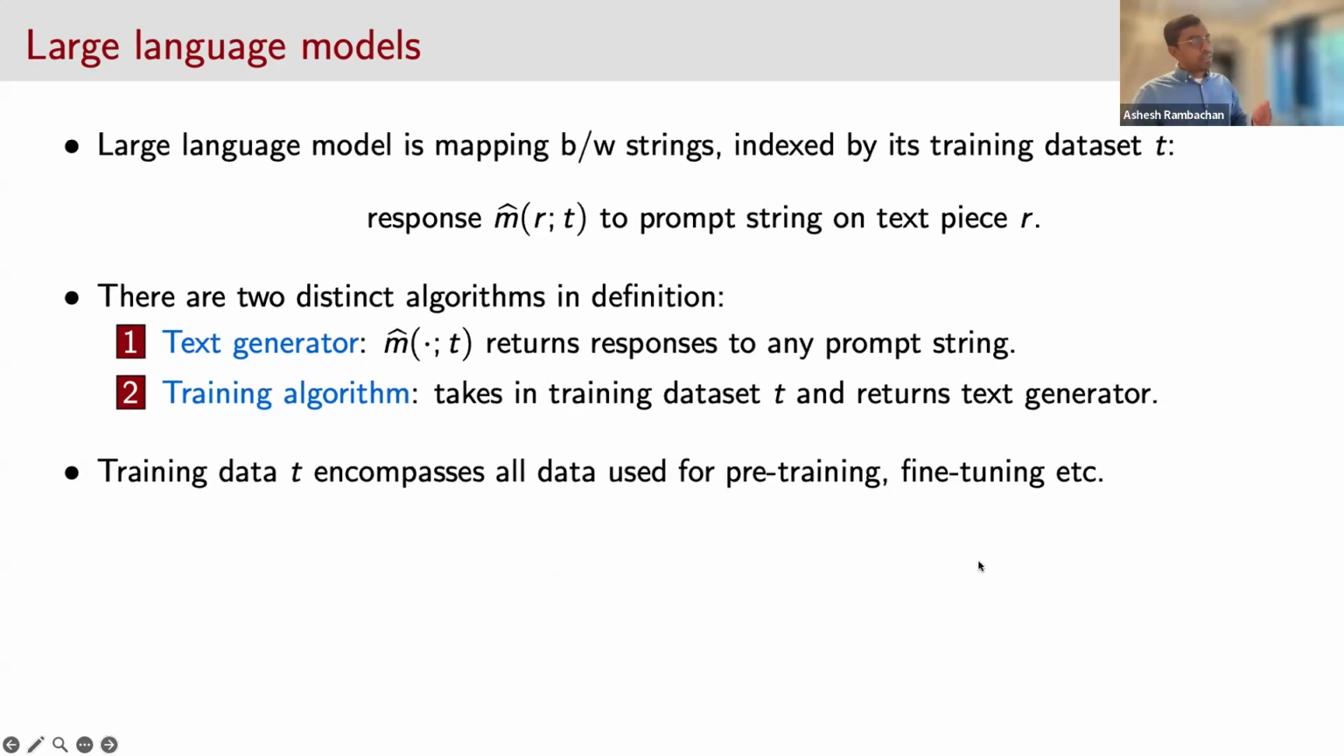And then second, one thing that jumps out of this definition is that the training data here is really all encompassing. It summarizes what are all the data used for pre-training, what exactly are we doing next token prediction on? Is it from what we crawled off the internet over the last 30 years? All data used for fine-tuning, whether that's human feedback or post-training with RL, et cetera.